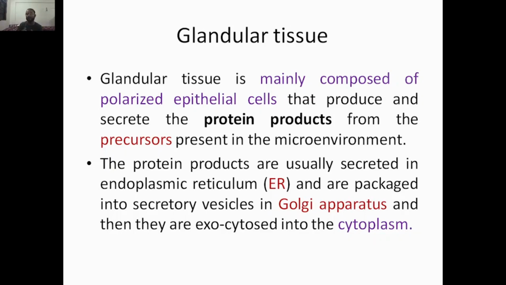Whenever the product is required, that precursor can be used and the protein can be produced. That is what the glandular tissue does. Now, the protein products are usually synthesized in the endoplasmic reticulum, that is the ER, and packed into secretory vesicles in the Golgi apparatus, and then they are exocytosed. This is a copy-paste of your PUC textbook, right? That means they will be released from the cell.